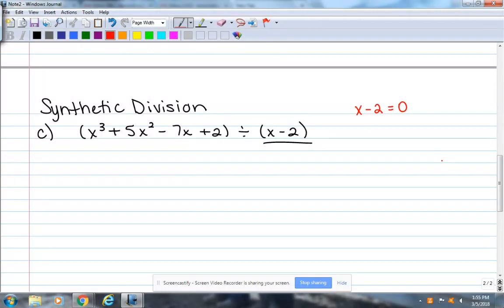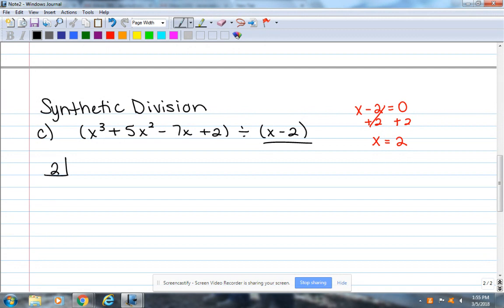And how do I solve that for x? Add 2 on both sides, and x equals 2. So set your binomial equal to 0, and we got x equals 2. What you're going to do is set it up over here. You're going to put the 2 in a corner. After you set the little one equal to 0, solve it and put that number in the corner.